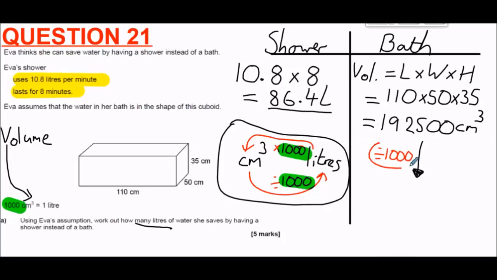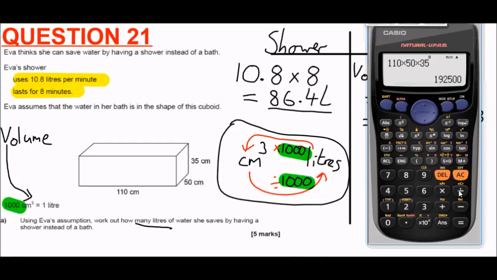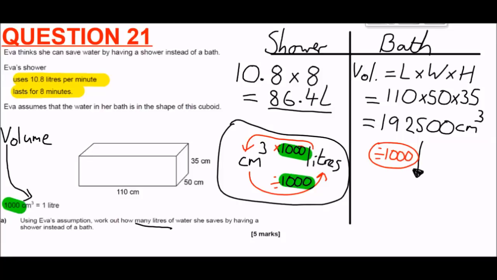And so we take our answer, which we just had a second ago, and divide that by 1,000, and we get 192.5 litres.